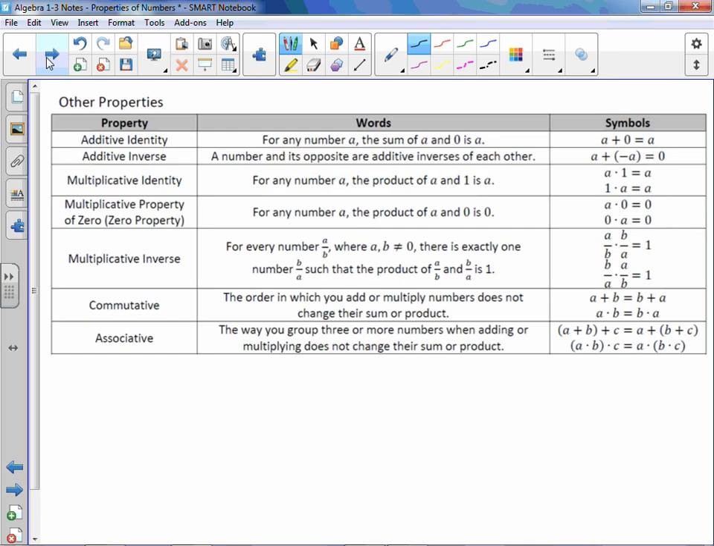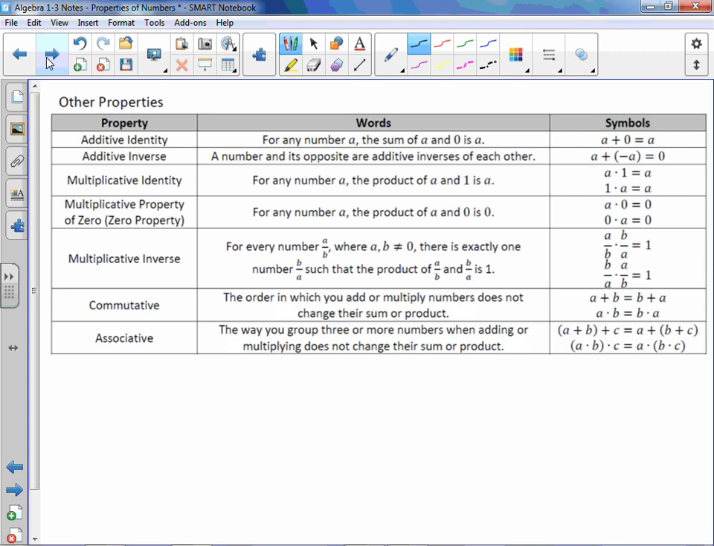Some other properties here. The additive identity. For any number A, the sum of A and 0 is A. So when you add 0 to a number, you get that number in return. That's an additive identity. Additive inverse: a number and its opposite are additive inverses of each other. So when you add a number and its opposite and you get 0, that's an additive inverse.